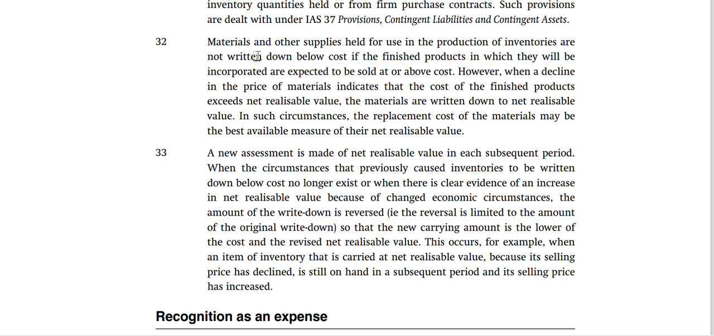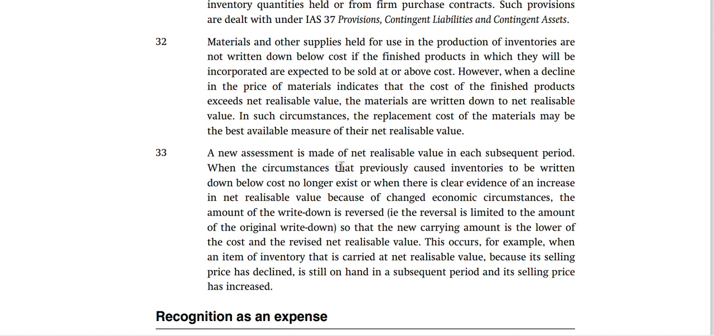Paragraph 32: materials and other supplies held for use in the production of inventory are not written down below cost if the finished products in which they will be incorporated are expected to be sold at or above cost. However, when a decline in the price of materials indicates that the cost of finished products exceeds the net realizable value, the materials are written down to the net realizable value. In such circumstances, the replacement cost of the materials may be the best available measure of their net realizable value.